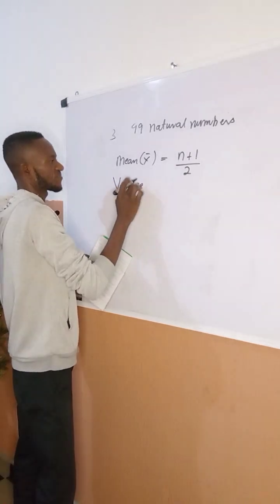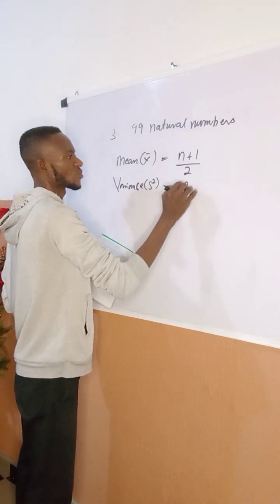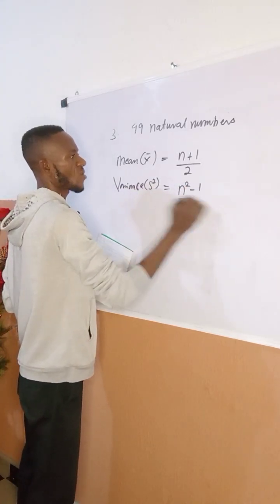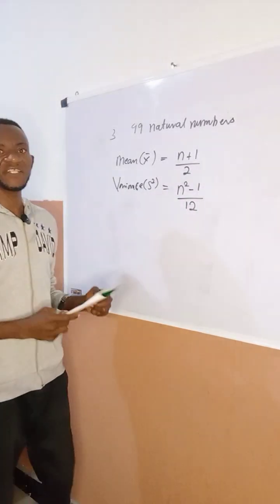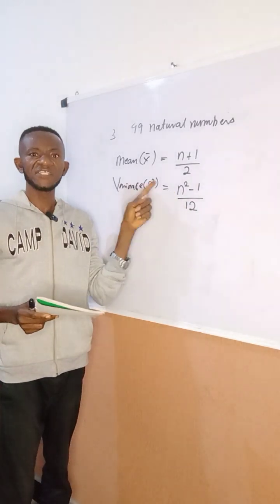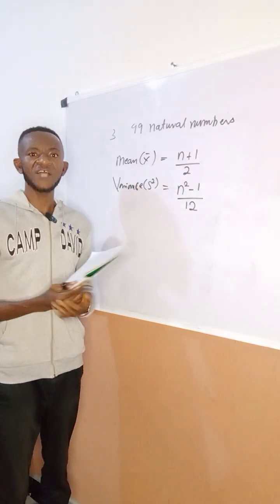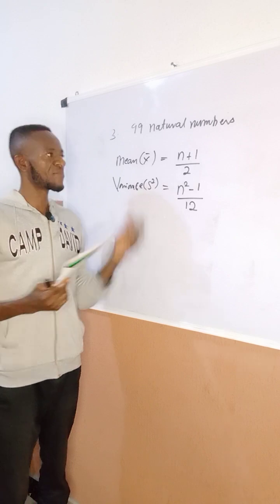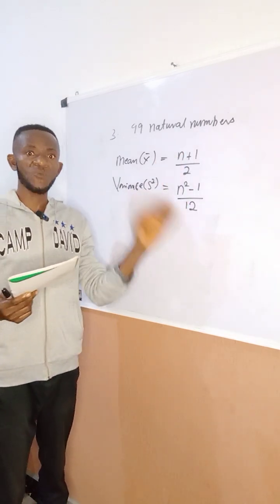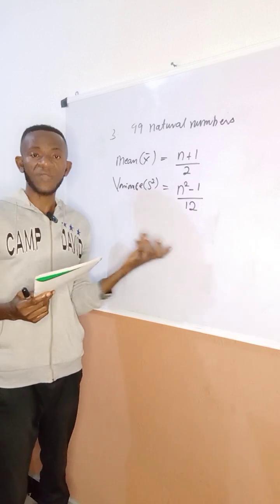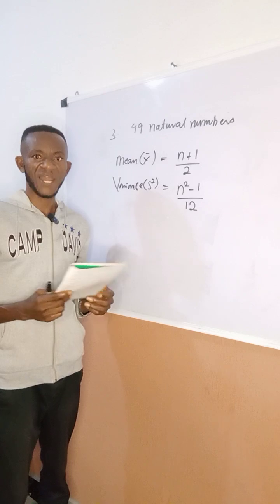Variance is given as this. S squared is given as n raised to power 2 minus 1 all over 12. So the variance of the first n natural numbers is given as n raised to power 2 minus 1 all over 12. So the moment you are given questions like this, rather than going to list all the natural numbers and begin to use your calculating device to sum and divide by that number, use these formulas.